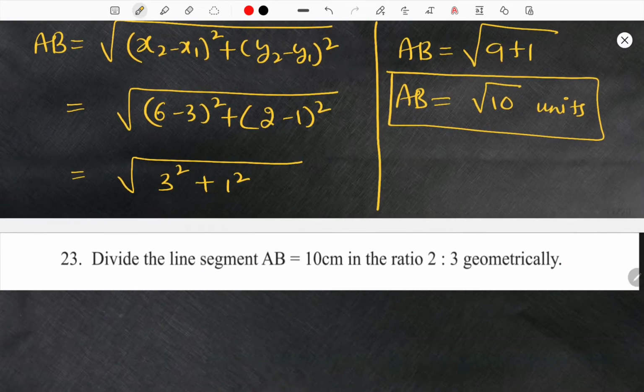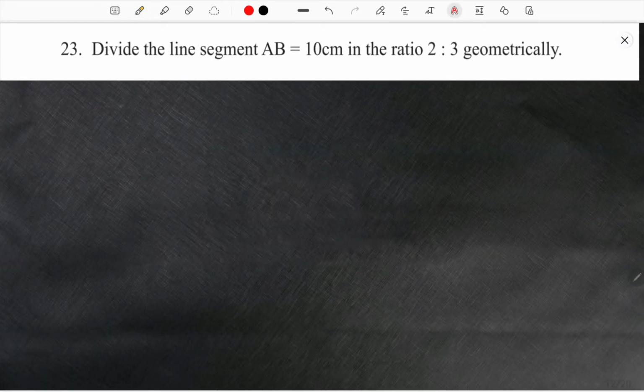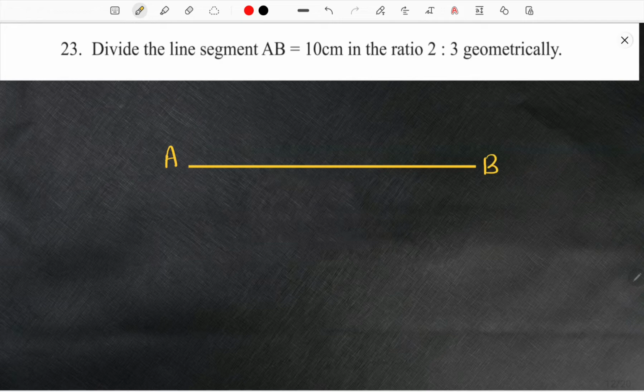Alright, fine then. Moving forward to the next question. Divide the line segment AB equal to 10 centimeter in the ratio 2:3 geometrically. Okay, you must be knowing this. Here I cannot do much of construction, but I will tell you how to do it. First of all, you have to draw a line segment, not a line. It's a line segment AB, which is 10 centimeter.